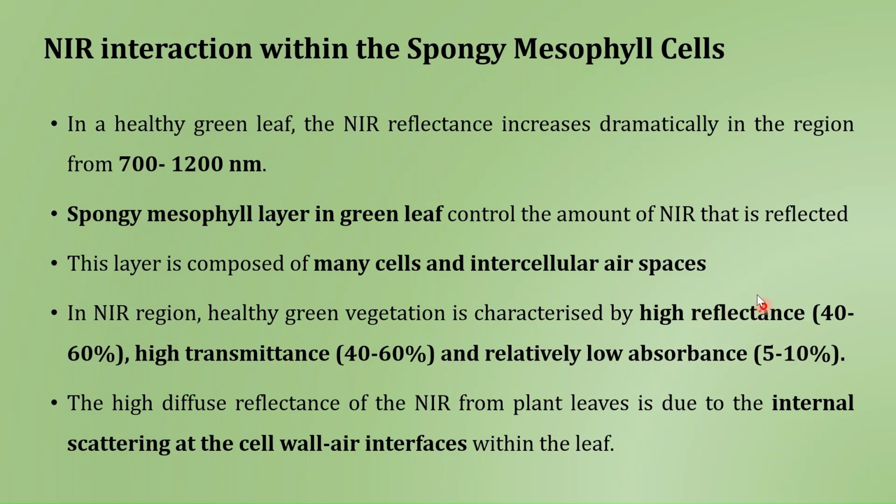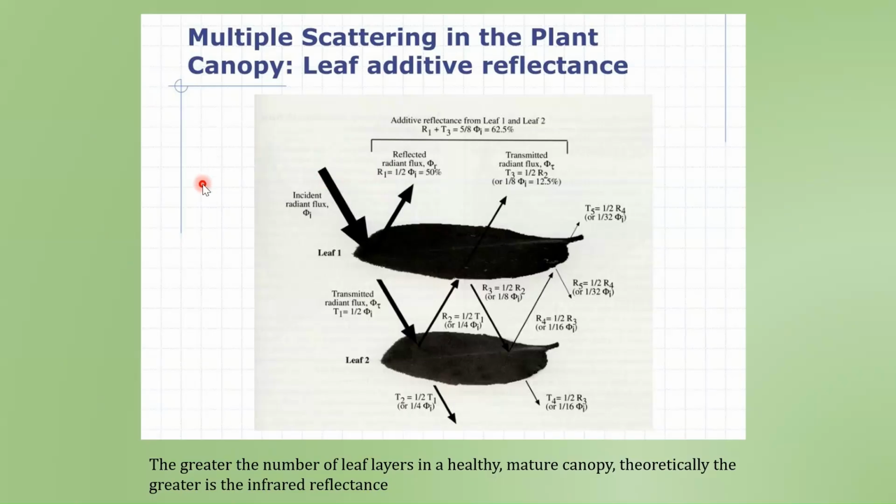This high reflectance is mainly because of the internal scattering at the cell wall and the air interfaces within the leaf. The strong reflection in the NIR wavelength range mainly comes from the multiple scattering in the plant canopy, and it is referred to as the leaf additive reflectance. It means the greater the number of leaves in the healthy mature canopy, the greater the infrared reflectance. We are not talking about the visible and the shortwave here. We are only taking the near infrared electromagnetic range into consideration.